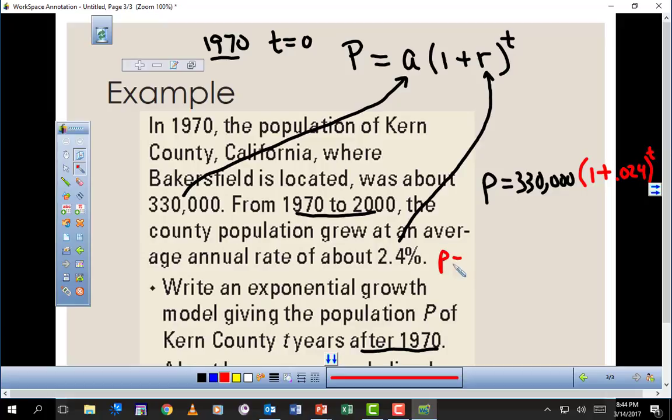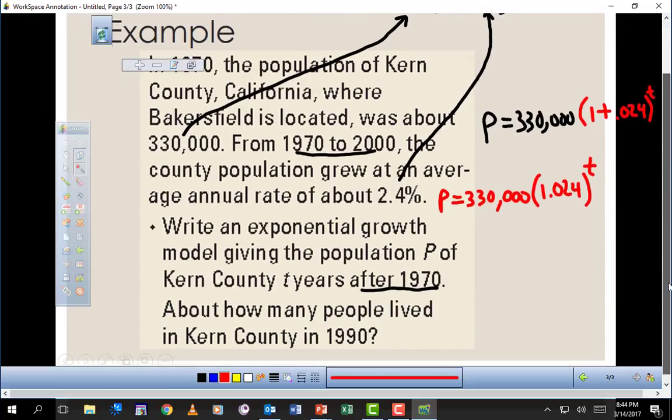P is equal to 330,000 times 1.024 raised to the t, like that. Okay, so there's our generic formula for this one.